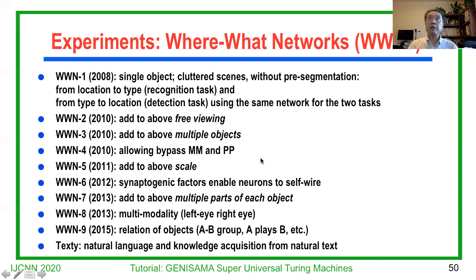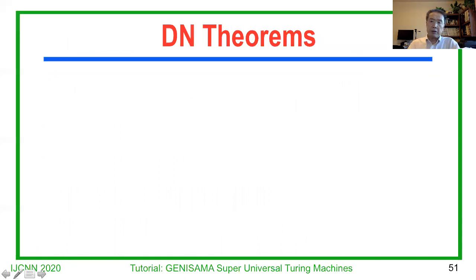Now, in the experiment, we have WWN-1, 2, 3, 4, 5, 6 to 9, and we even have a natural language version, and each version has a different function built into it. Then talk about theory. Without theory, we would only have experiments with results. They don't really give you insight because you can always tune the data to show that my method is better. Basically, it's tuning the data, right? So the theory is very, very important.